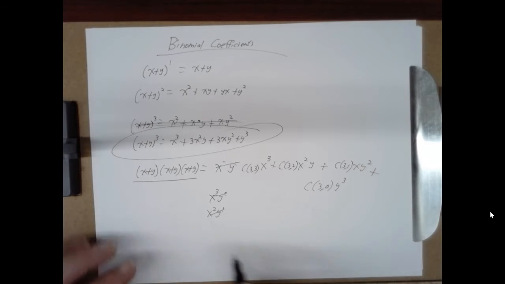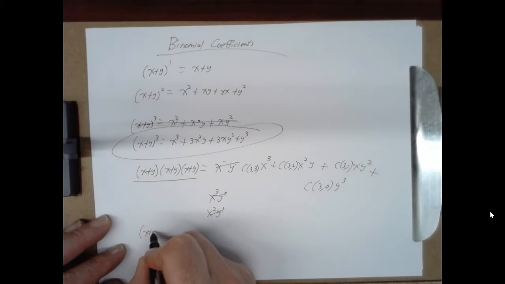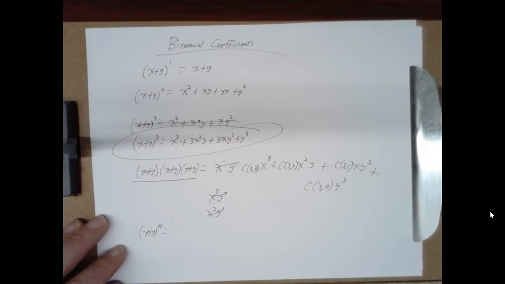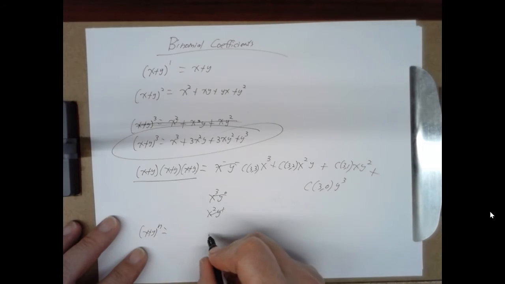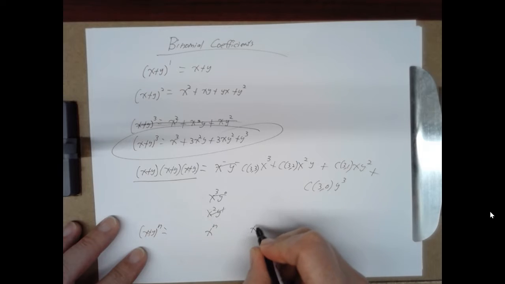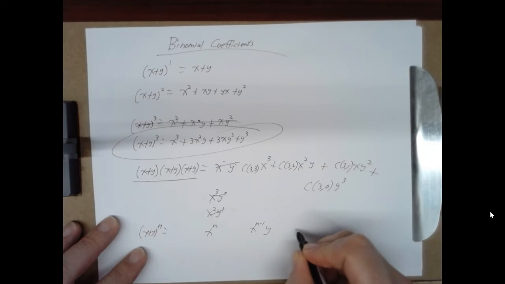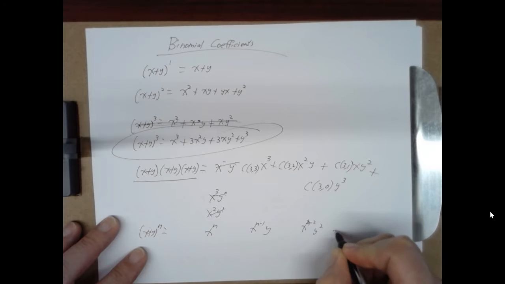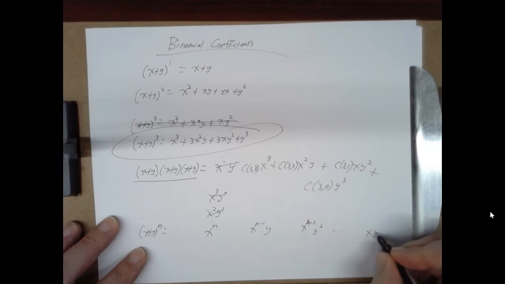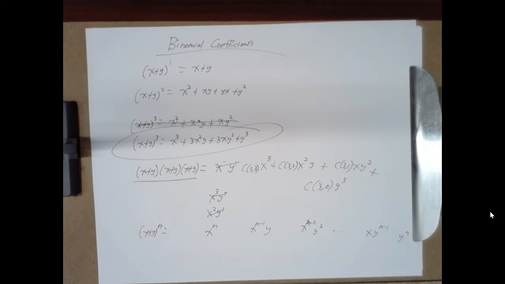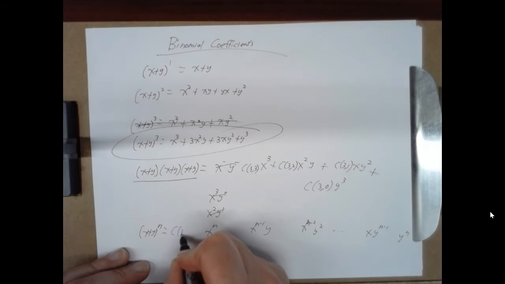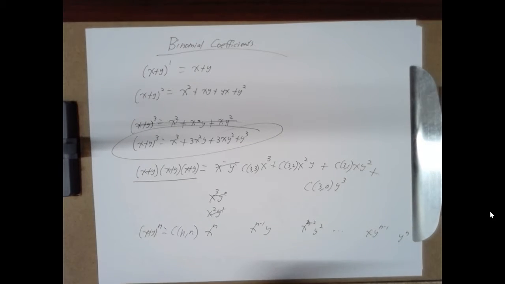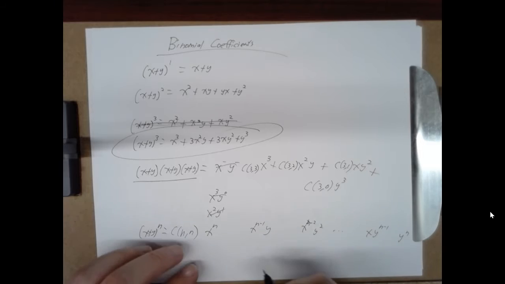So it turns out if you want to compute x plus y to the n, you get x to the n, x to the n minus 1 y, x to the n minus 2 y squared, x y to the n minus 1, and y to the n. And it turns out these coefficients are just binomial. They're just combinations.